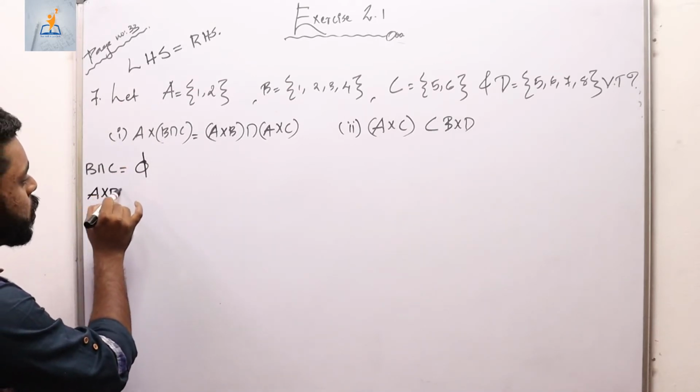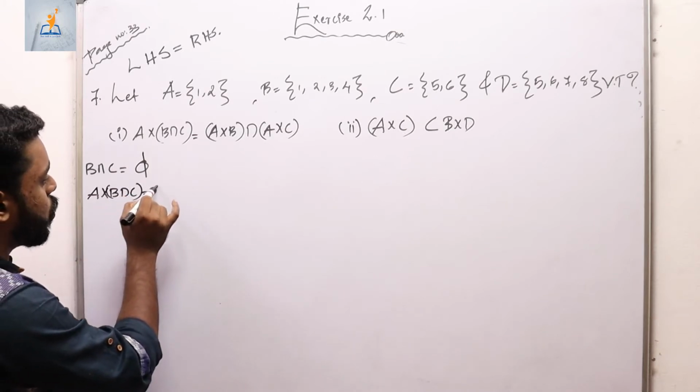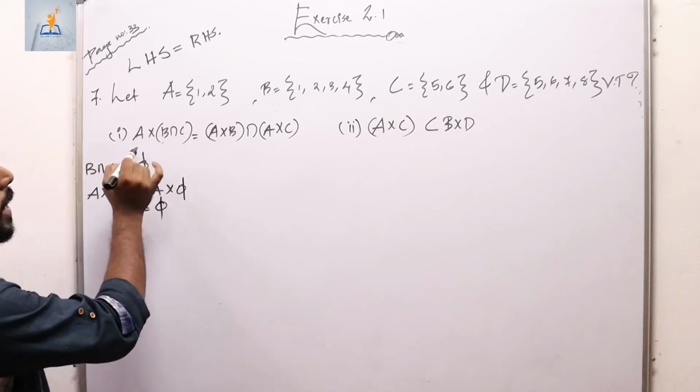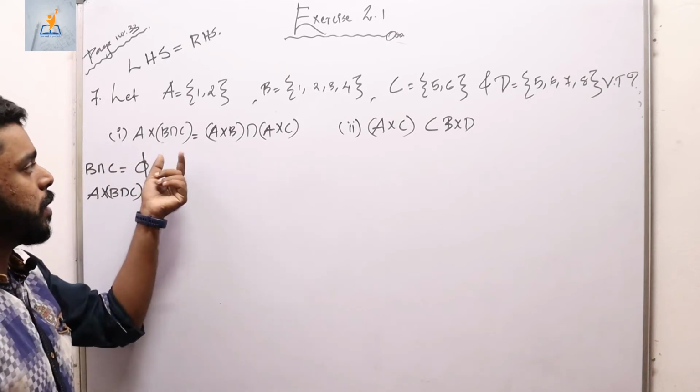Therefore, A cross (B intersection C) is equal to A cross φ. It is equal to φ. So, the LHS of the first given statement is φ.